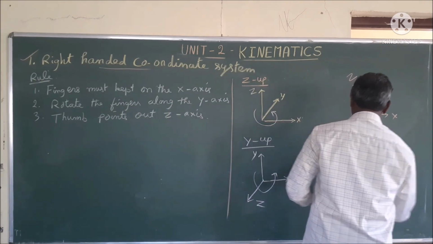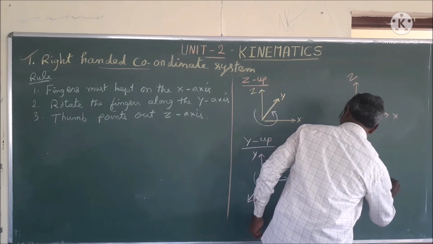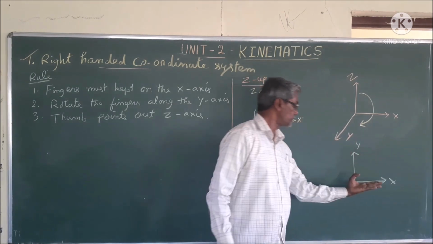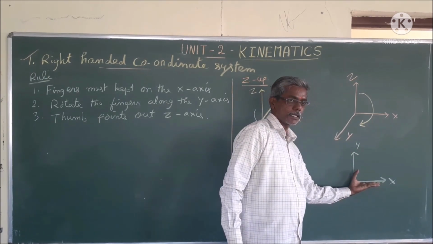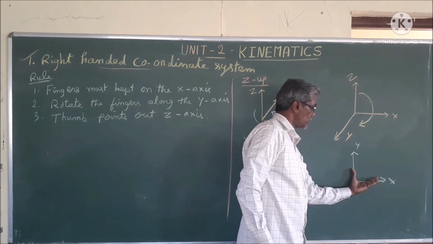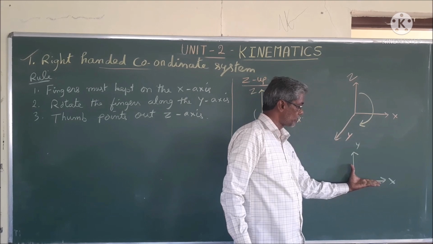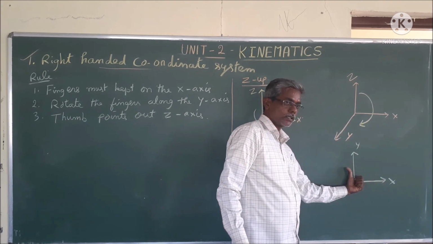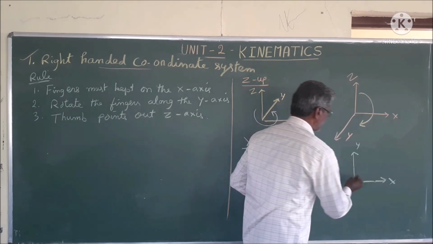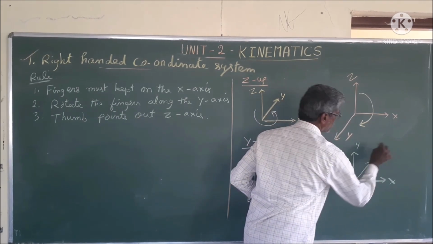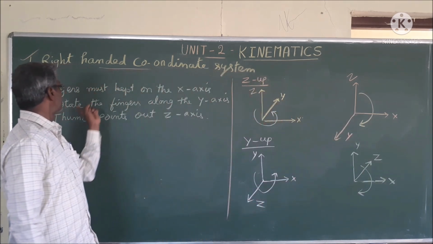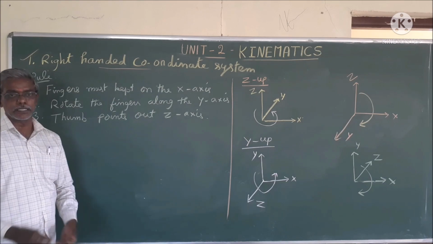Here you see x, y. Keep your left hand fingers on the x-axis. Second rule, rotate the fingers. See, z-axis here. I am rotating it. So what it shows now here is that it is inside. This is the left-handed coordinate system.